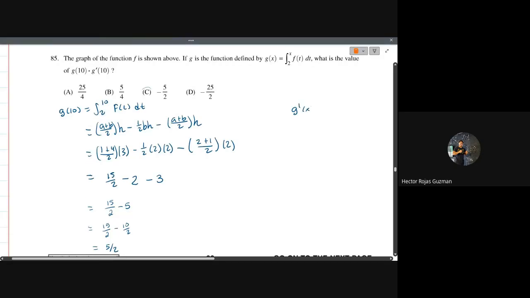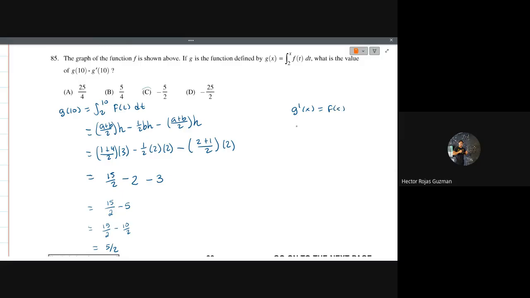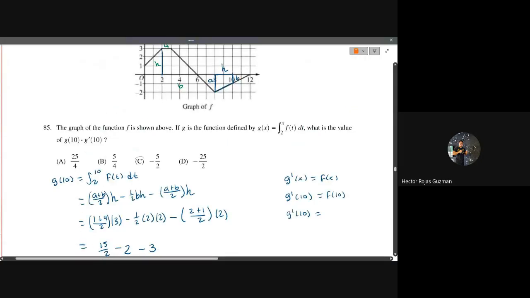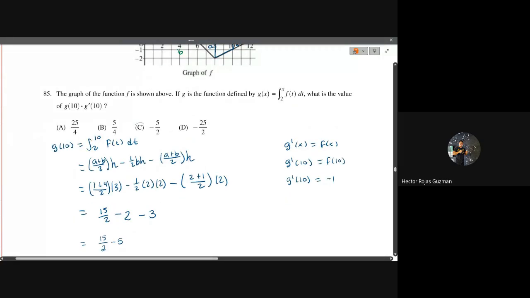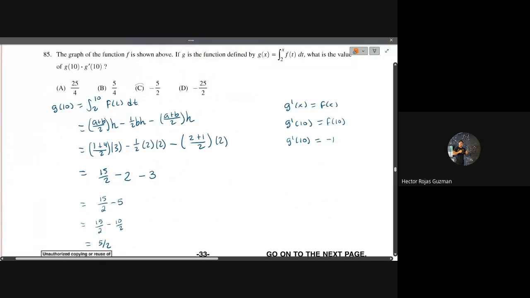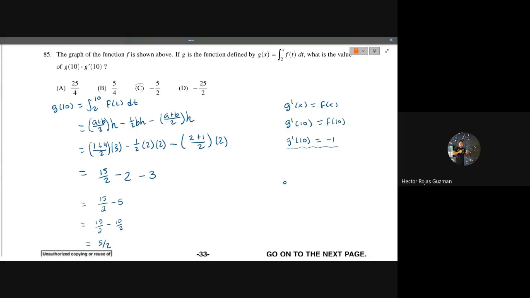So first of all, G prime of x is f of x. G prime of 10 equals f of 10. That means that G prime of 10 equals f of 10, that's negative 1. So if I do G of 10 times G prime of 10, I have 5/2 times negative 1, which equals negative 5/2.